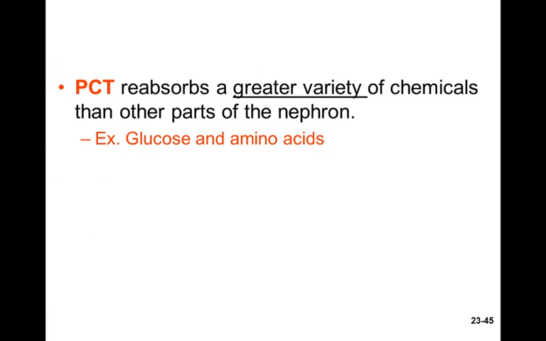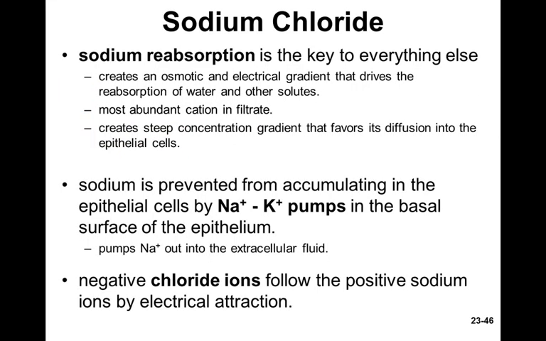The PCT reabsorbs a greater variety of chemicals than any other part, mainly glucose and amino acids, but you're going to see that other regions like the loop and the distal, the DCT, most of these are only going to deal with either salts or water, and you'll see that in just a second, but the PCT is actually going to reabsorb a variety of other things.